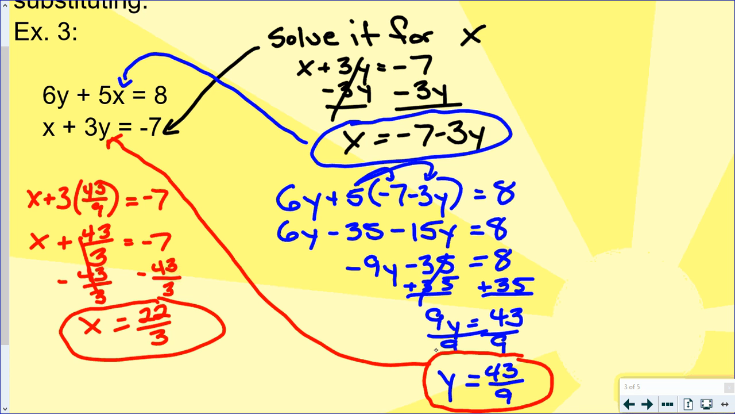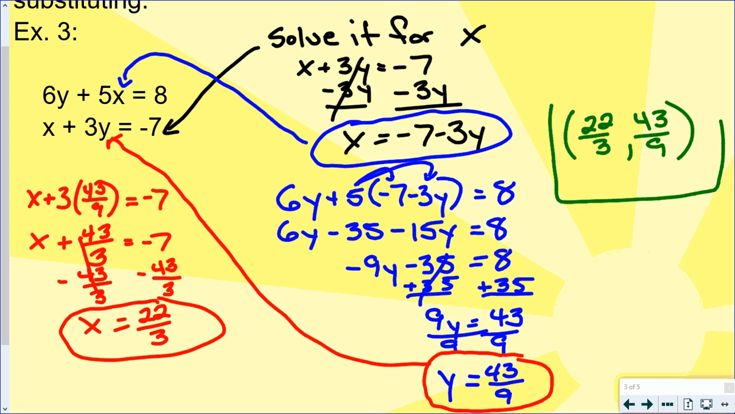So now I have the x and the y. That's a solution to these. So my solution is 22/3 over 43/9. And for the sake of time, I'm not going to check this, but you could plug these in and make sure that it's a solution to both of these.